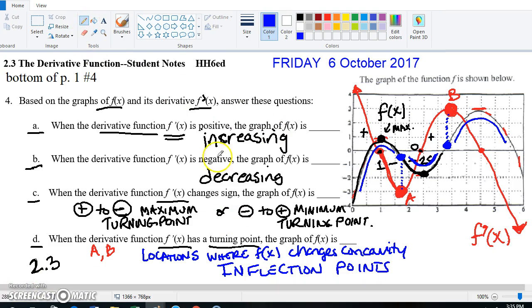So we have not heard that word or that vocabulary before, inflection points, but those are the points, the blue points on my graph, where the function is changing from concave down to concave up, or concave up to concave down.